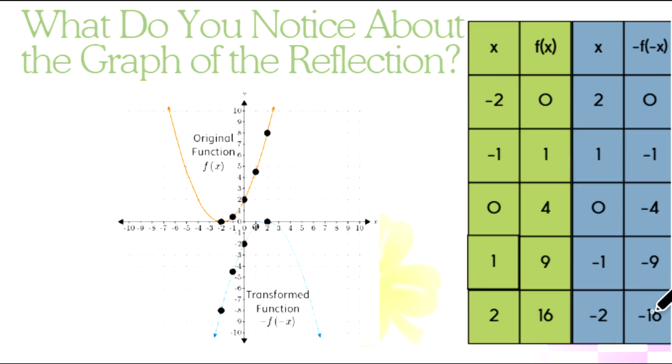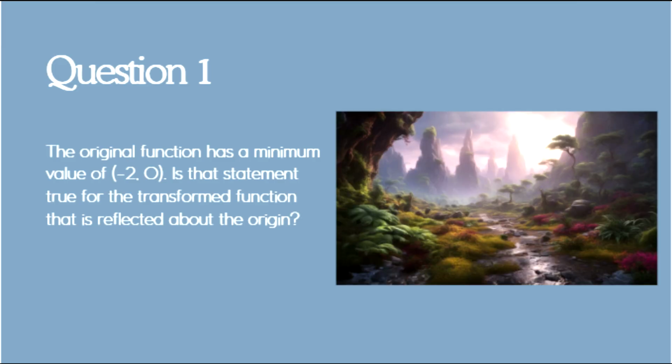Here are the 2 graphs full of information. So you can see here our first point is negative 2, 0, which is right there. And over here, our first point would be 2, 0. Okay, easy enough. This one is all you. Question 1. The original function has a minimum value of negative 2, 0. Is that statement true for the transformed function that is reflected about the origin? Well, everything has to change, so this is going to become 2, 0. So no, it's not true.